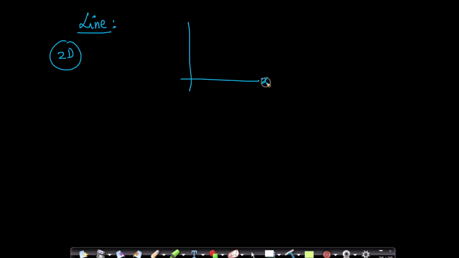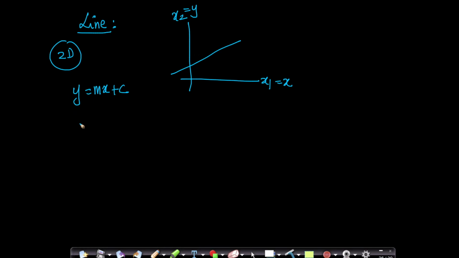Suppose this is your x1 axis and this is your x2 axis, and let's say there's a line here. If you remember your 10th or 11th grade math, we always wrote our line as y equals mx plus c. If my x1 is x and my x2 is y, I could write y equals mx plus c, where m is the slope and c is the intercept on the y-axis. This is one equation of a line that we all recall and remember.